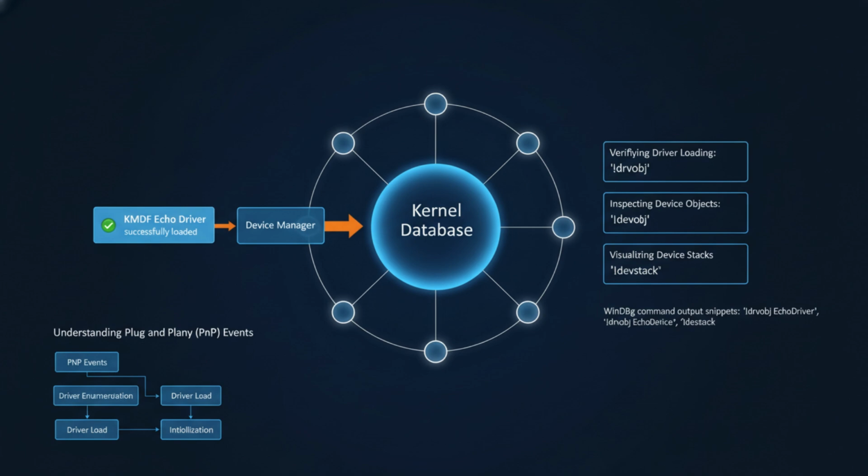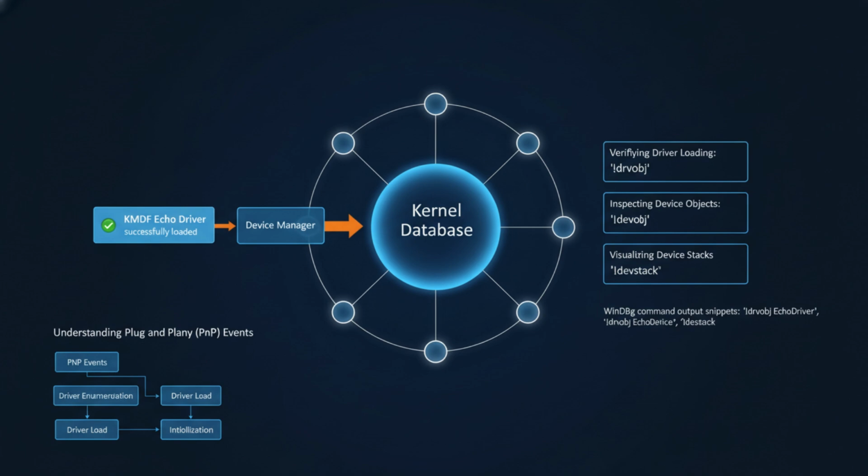The !drvobj command allows us to inspect driver objects by name or address, revealing details about the driver's entry points and its current state. Following this, !devobj helps us examine device objects, showing how the driver interfaces with the hardware and the I/O manager. We can also use !devstack to visualize the entire device stack, understanding how multiple drivers might layer on top of each other.